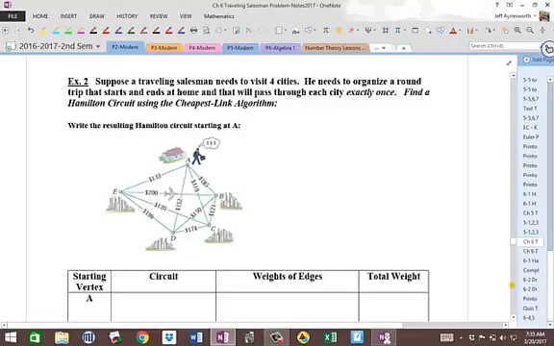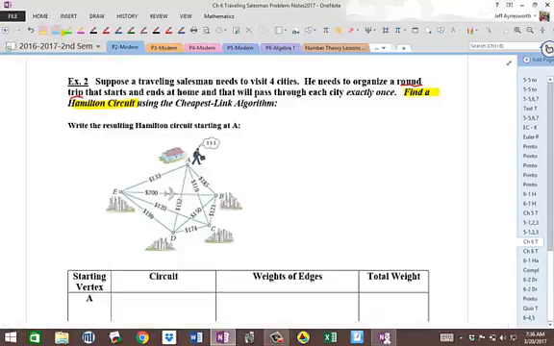Okay, I'm back, and so here we go. We're going to be a traveling salesman here, and we need to visit 4 cities. We need to organize a round trip. Round trip, that means a Hamilton circuit, that starts and ends at home, and that will pass through each city exactly once. That implies that we need to find a Hamilton circuit using the cheapest link algorithm.